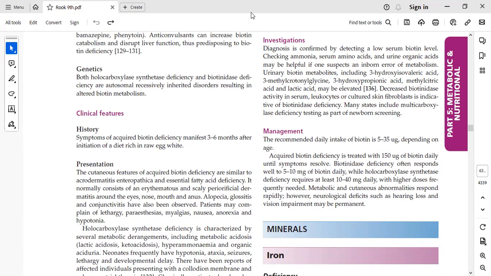I hope you all are clear with the deficiency of the vitamin B complex, its deficiencies, its presentation, and its management. Thank you.